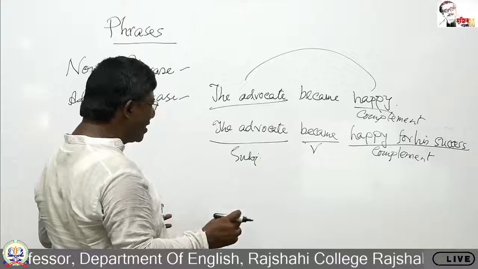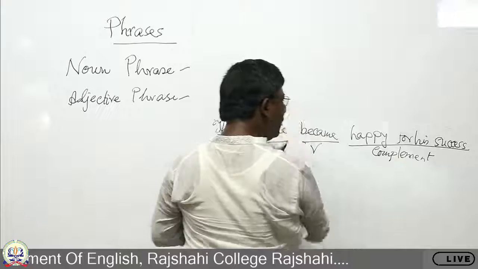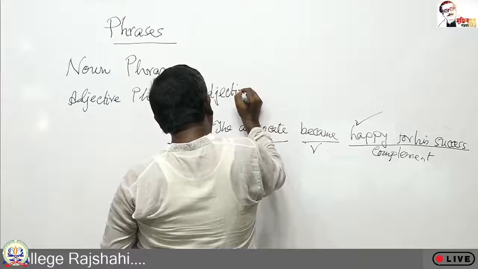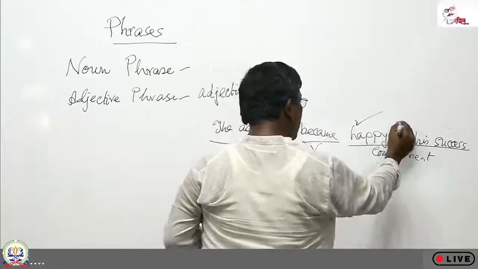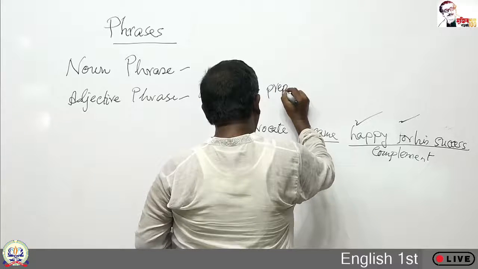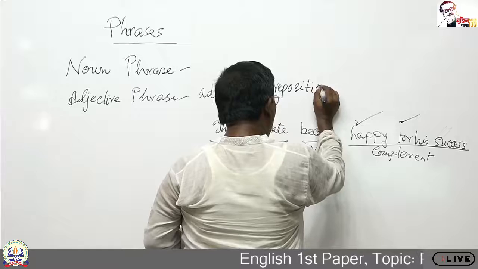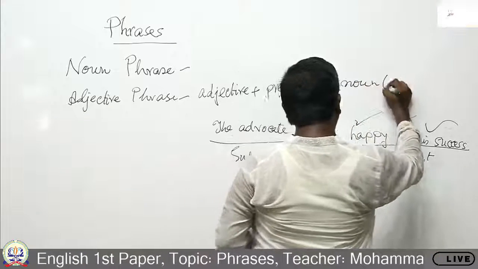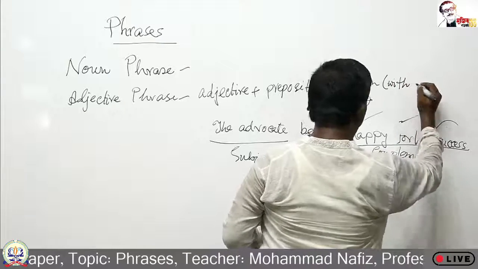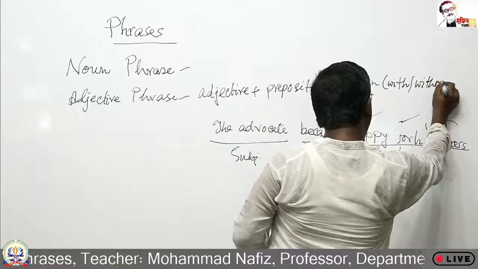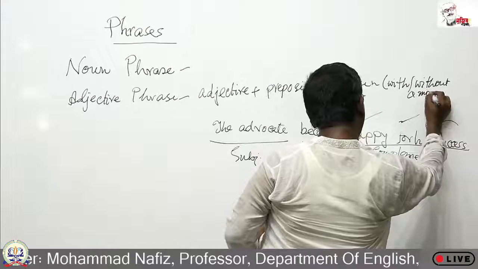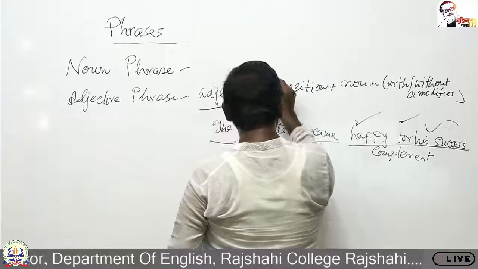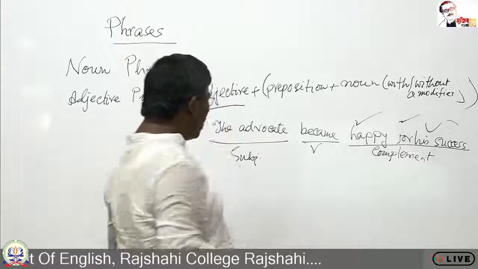So, what things are there in an adjective phrase? You see, in an adjective phrase, we have an adjective plus a preposition, for is a preposition, and his success is a noun, plus noun. Well, here again the noun may have or may not have a modifier. Actually, we see that in an adjective phrase, an adjective is followed by a prepositional phrase or adverbial phrase.